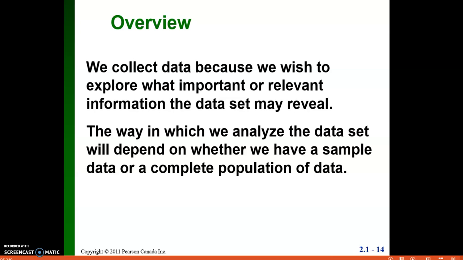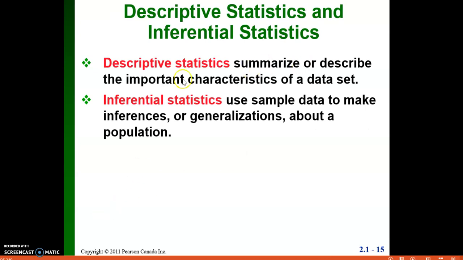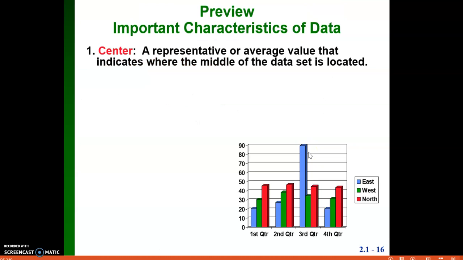The way in which we analyze the data set will depend on whether we have sample data or a complete population of data. Either way, we have to study that. As I explained in the previous section, there are two different types of statistics. One of them is descriptive, the other one is inferential. Descriptive means you have to summarize and describe the important characteristics of the data set. That's the part you are going to learn under chapter 2.